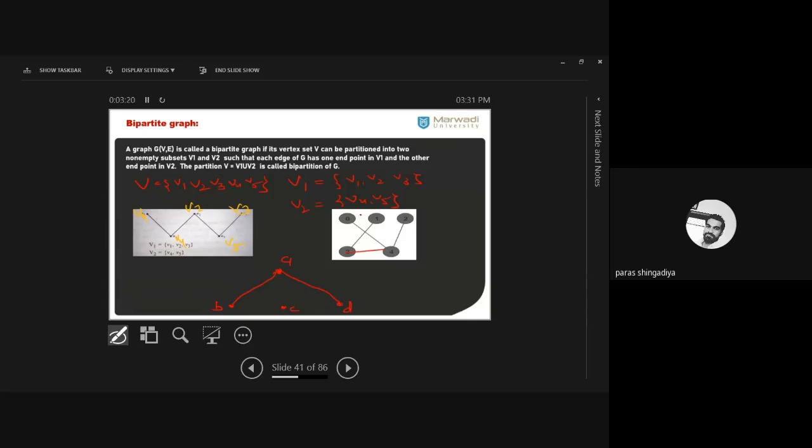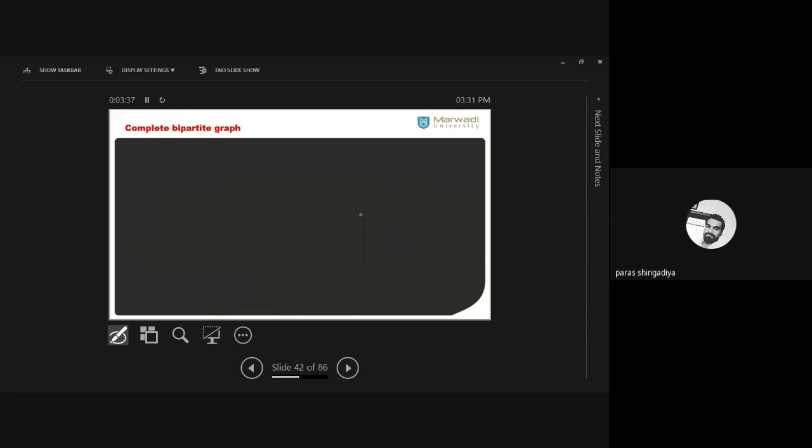Okay, so is there any confusion in the definition of a bipartite graph? Have you any doubt, any query? Is there any query? And based on that, we'll define the complete bipartite graph. Okay, it is similar to the complete graph. Now I define complete bipartite.